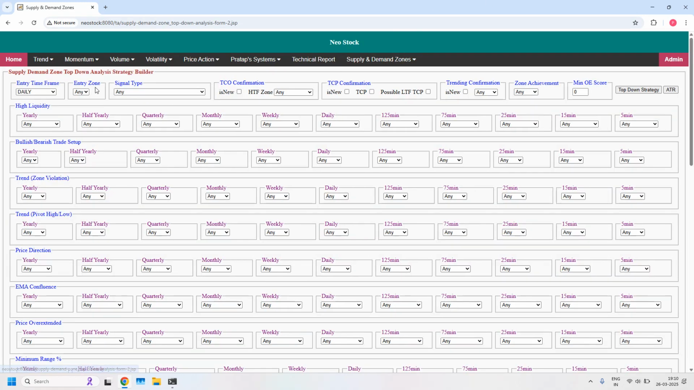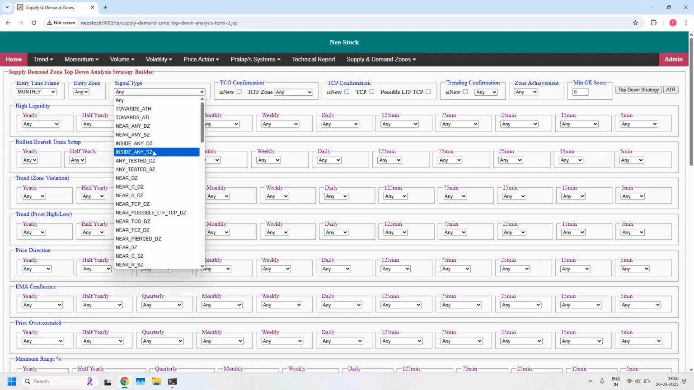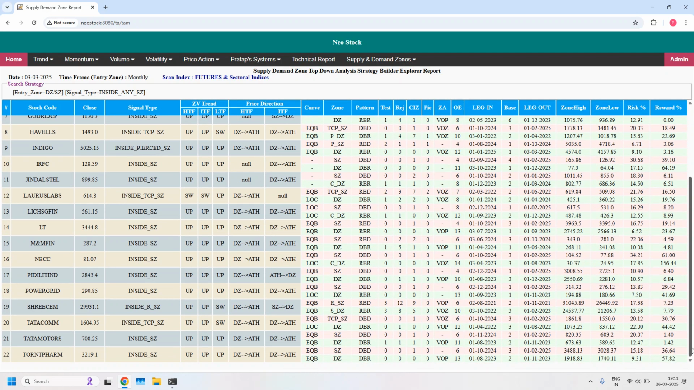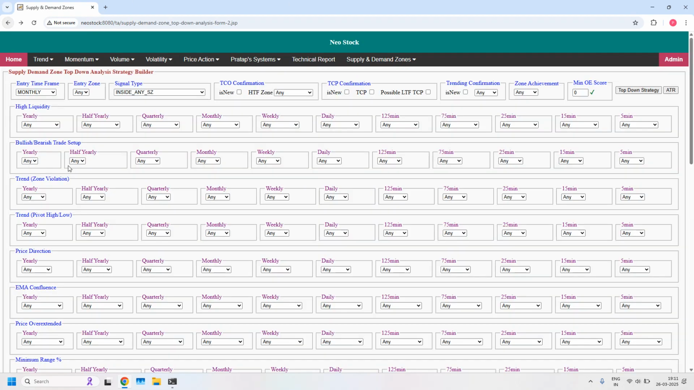Okay, next, monthly time frame. Price closed inside the monthly supply zone. First 15 stocks in the list. Scrolling the list down. So total 22 stocks are filtered. We can further filter based on monthly supply zone having monthly EMA confluence.